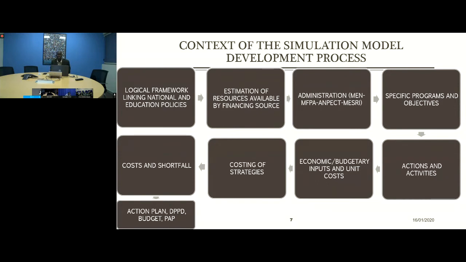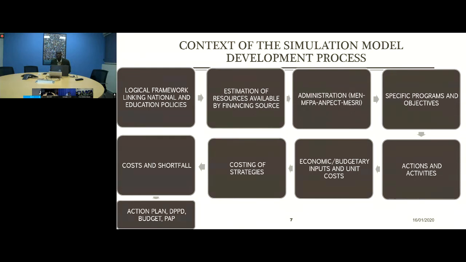We've defined the different programs, and each program has different objectives that should be fulfilled to answer the logical framework. That means that we have activities and we have actions, and based on these programs, actions and activities, we have introduced what we call the inputs. To accomplish those different activities and actions, we need some inputs. They were evaluated by unit costs. Those unit costs are linked to those inputs.